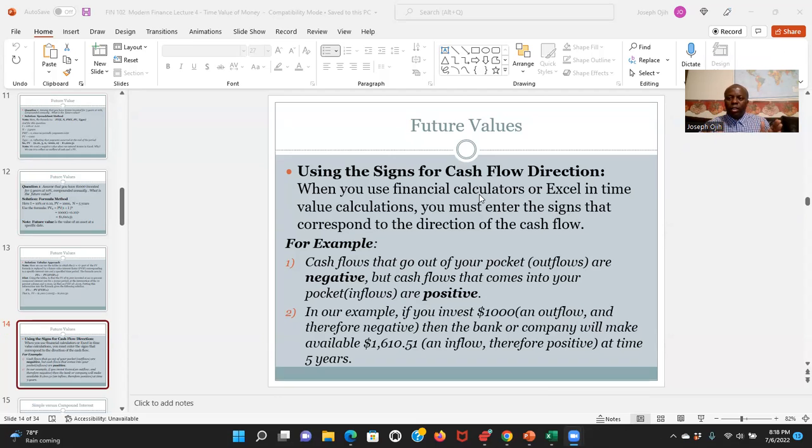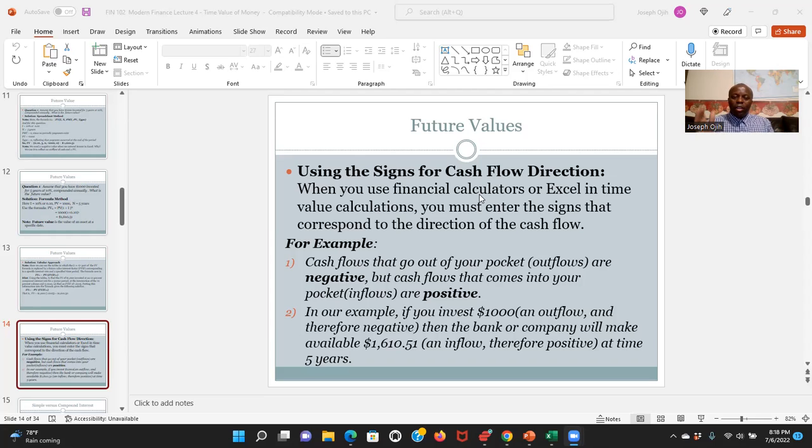need to make sure that you put the correct sign that will show the direction of the cash flow. So if money is leaving your pocket to invest, for example, if you're investing $12,000, that means $12,000 is leaving your pocket. So you put that amount using a negative value if you're using Excel or a financial calculator. But at the end of the period, if 12,000 is coming into your pocket, in that case, you're gonna use plus 12,000, showing that the money is coming into your pocket.